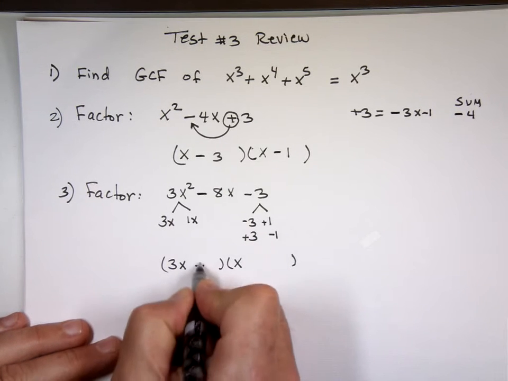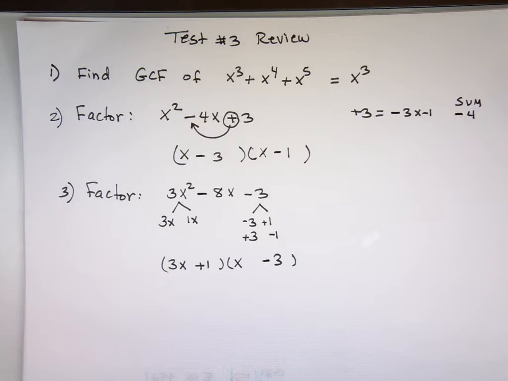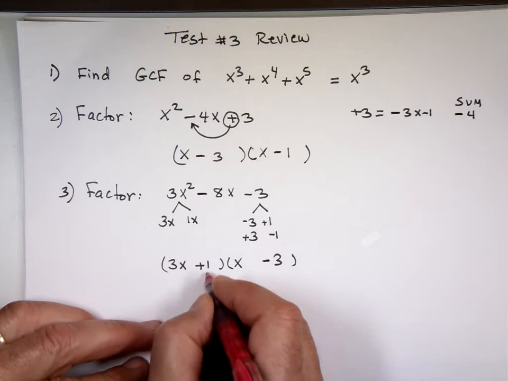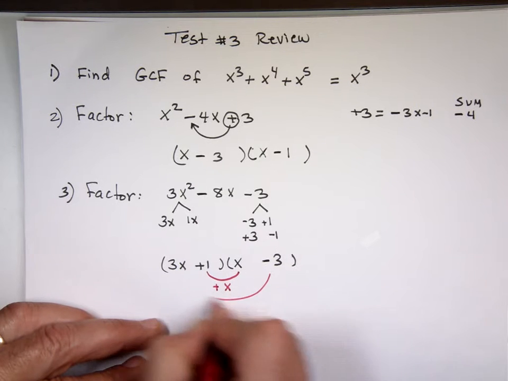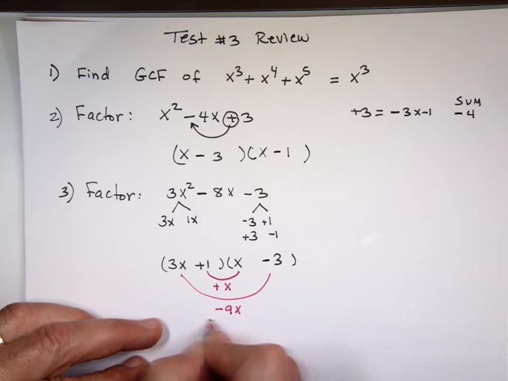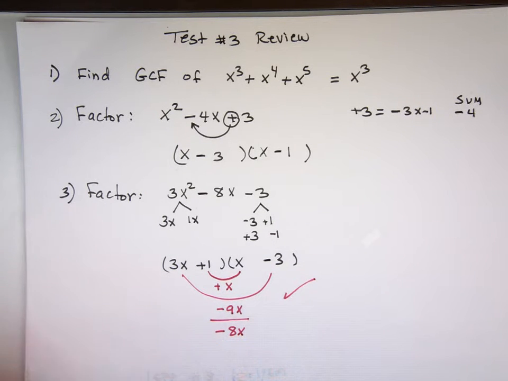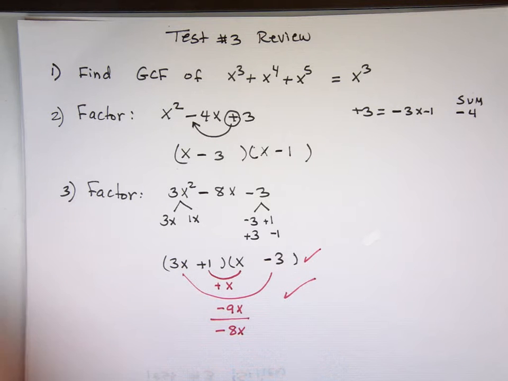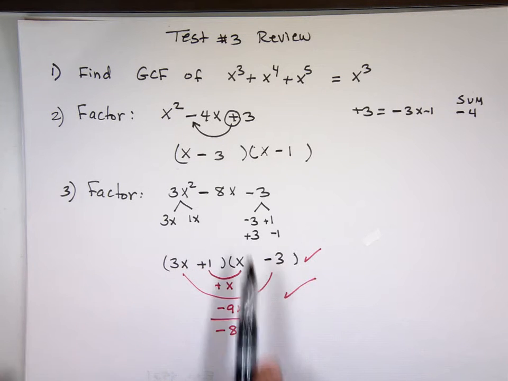So I'm going to try the plus 1 and the minus 3. Does that do it? Well, let's test it. Does that give me the negative 8x? What's this one here? Positive x. This one, negative 9x. When you add them, that's negative 8x. I kind of cheated. I tried to do this in my head, so I don't have to try it more than once. The truth is, you probably can try 4 or 5. If you put the negative 3 here and the 1 there, it will not work. I tried to cheat here and get it to work on the first try.